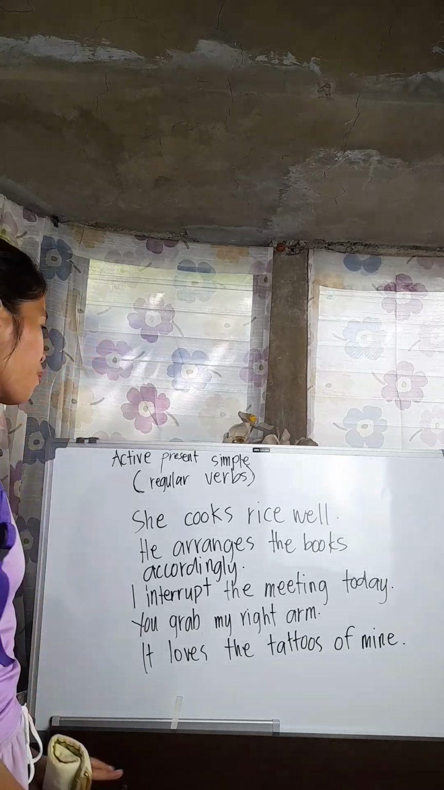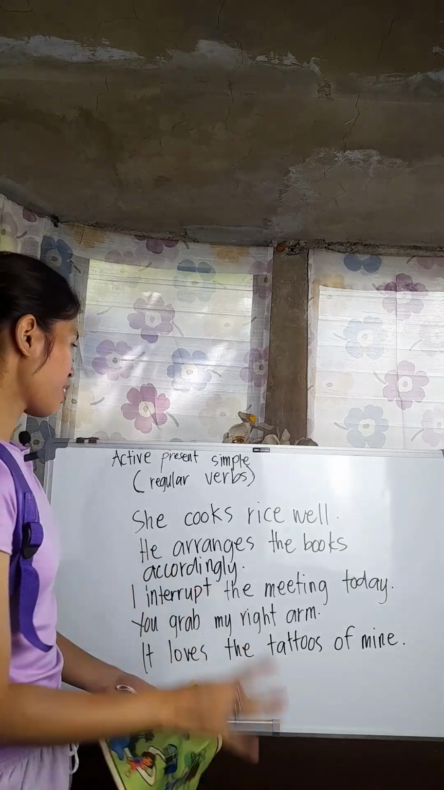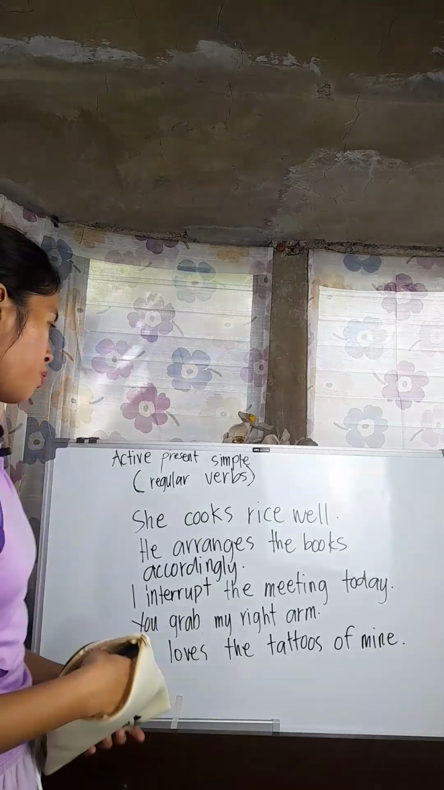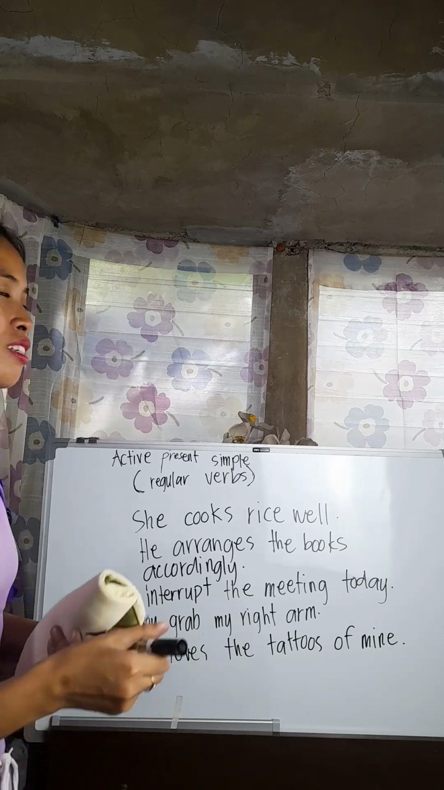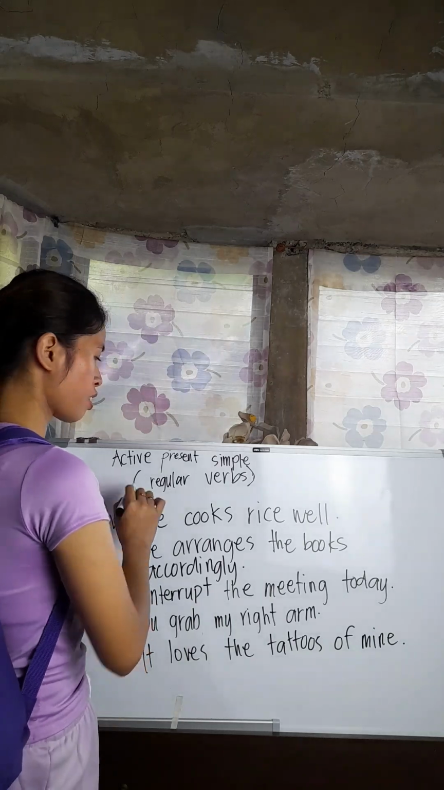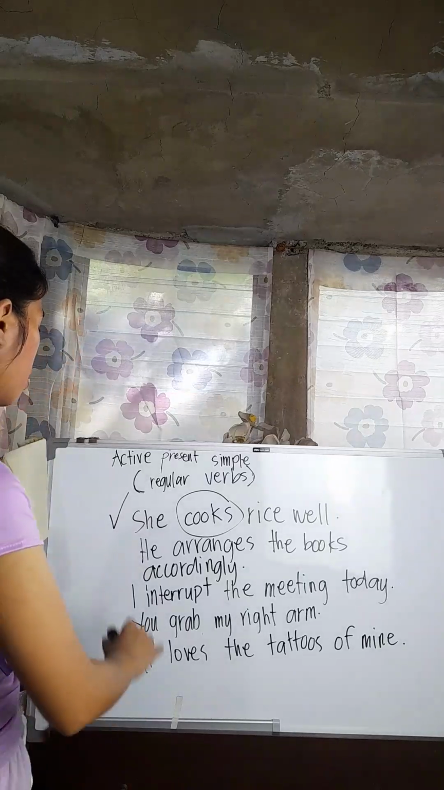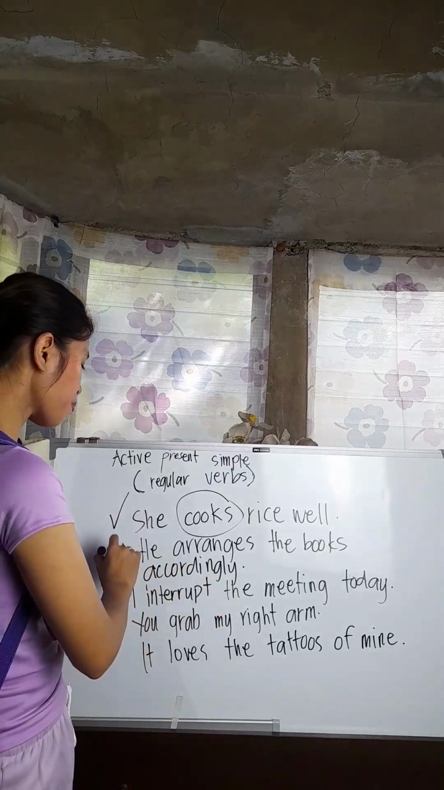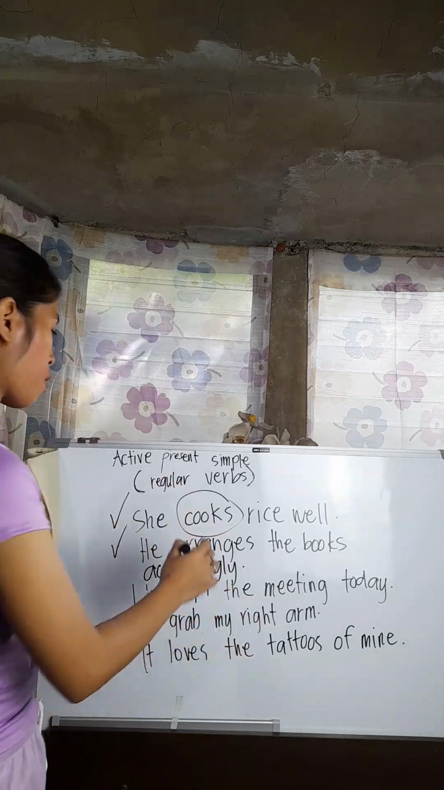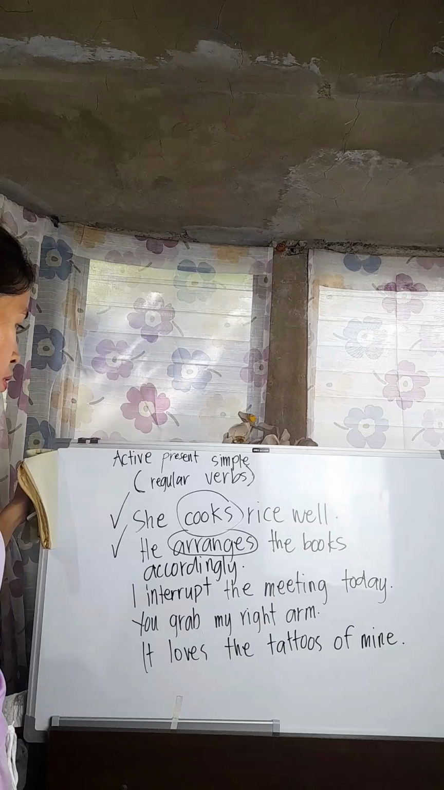Alright, let us move on to the active sentences. These are the sentences for active present simple with regular verbs. For the first sentence, she cooks rice well. She as the subject, cooks as the present simple verb. Second sentence, he arranges the books accordingly. He as the subject, arranges as the present simple verb.